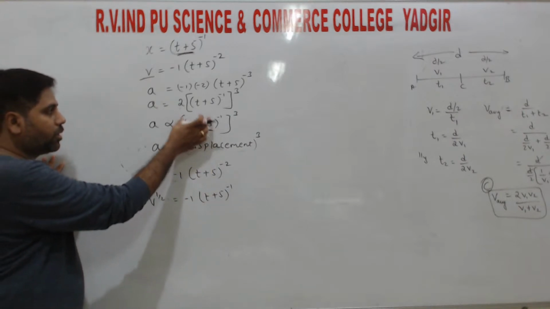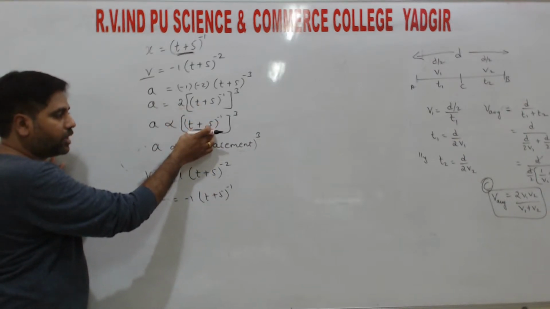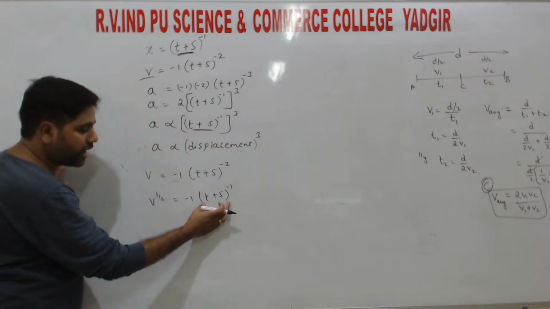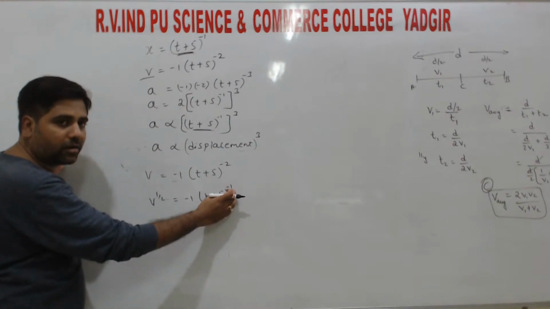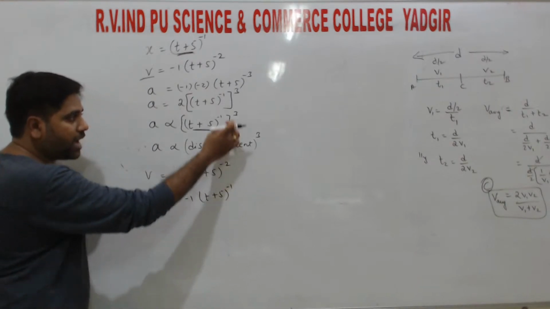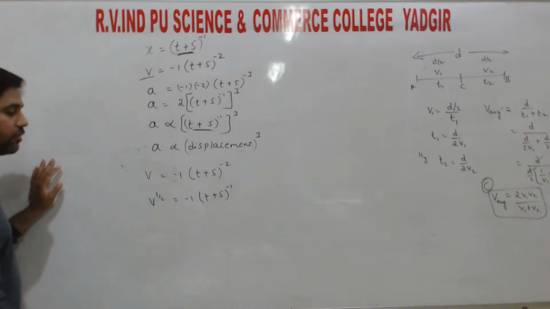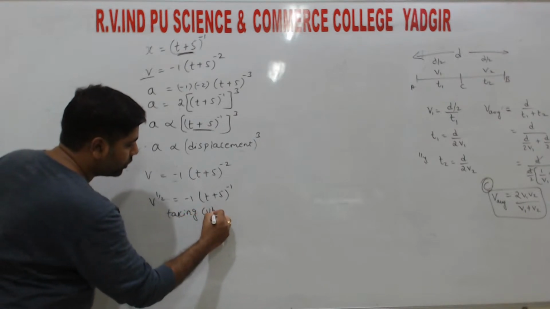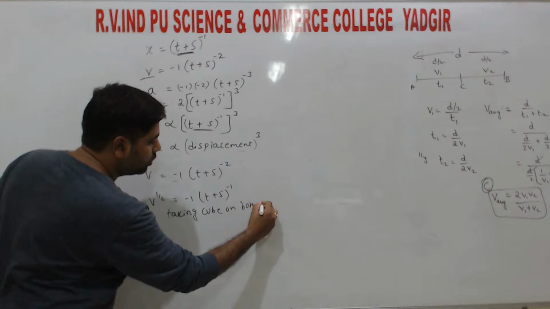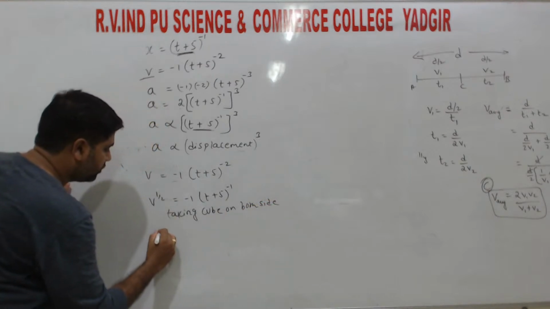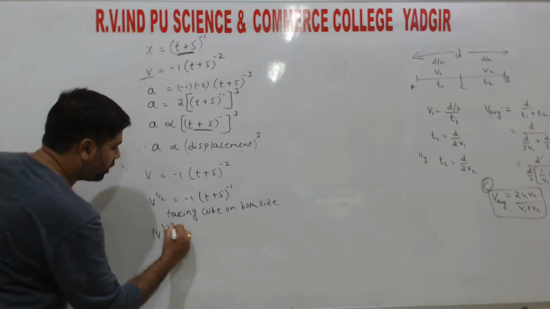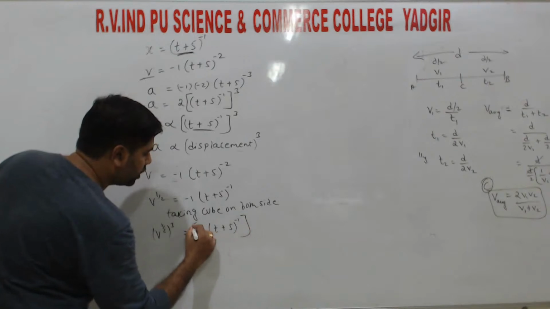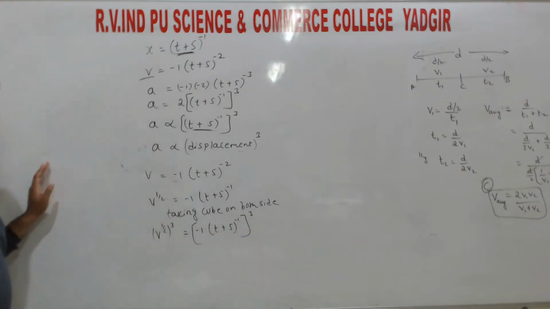For acceleration, if we have t plus 5 power minus 1 whole cube, we can write that one as acceleration. Here we have only t plus 5 whole power minus 1, so we need this value as cube power. That's why, taking cube on both sides, v half whole power cube is equal to minus 1 into t plus 5 whole power minus 1 whole cube.